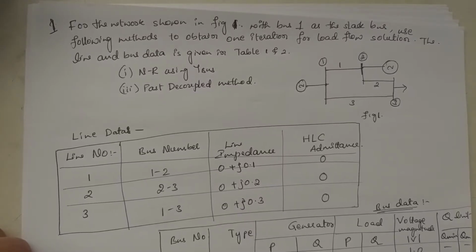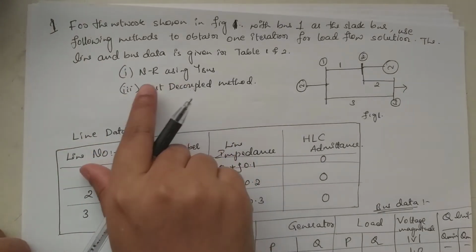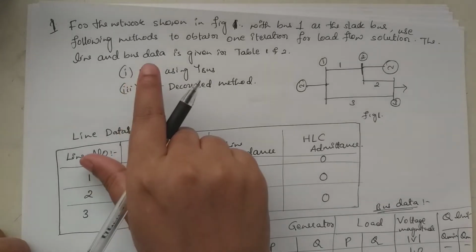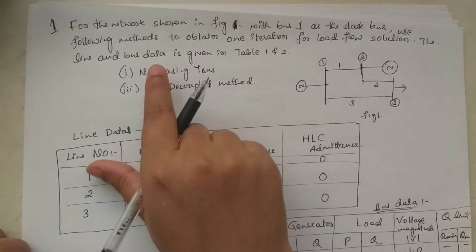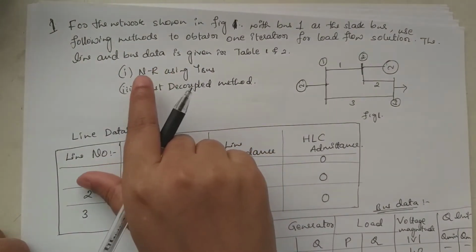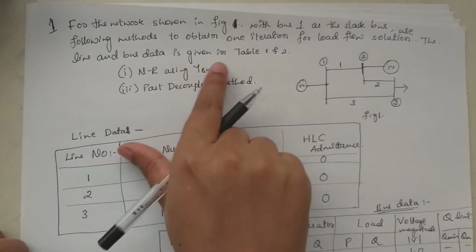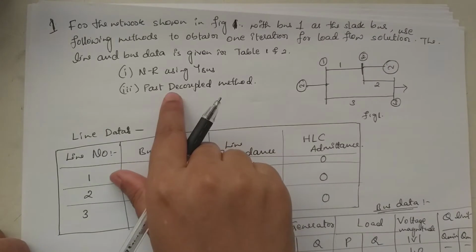Hello students, this is the first problem under module 2 based on the NR method as well as the fast decoupled method. For the network shown in figure 1, with bus 1 as a slack bus, use the following methods to obtain one iteration for the load flow solution. The line and bus data is given in the tables. We have to use the NR method as well as the fast decoupled method.